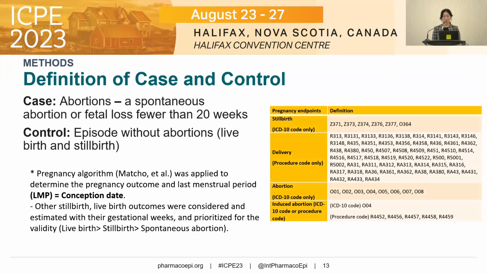Abortion was captured using broad terminology with ICD-10 codes, and fetal loss before 20 weeks was also categorized as abortion. To increase the specificity, a pregnancy algorithm adapted to the Korean claims database was used to determine the pregnancy outcome and last menstrual period. Cases were compared to a control group, including episodes with live birth and stillbirth.